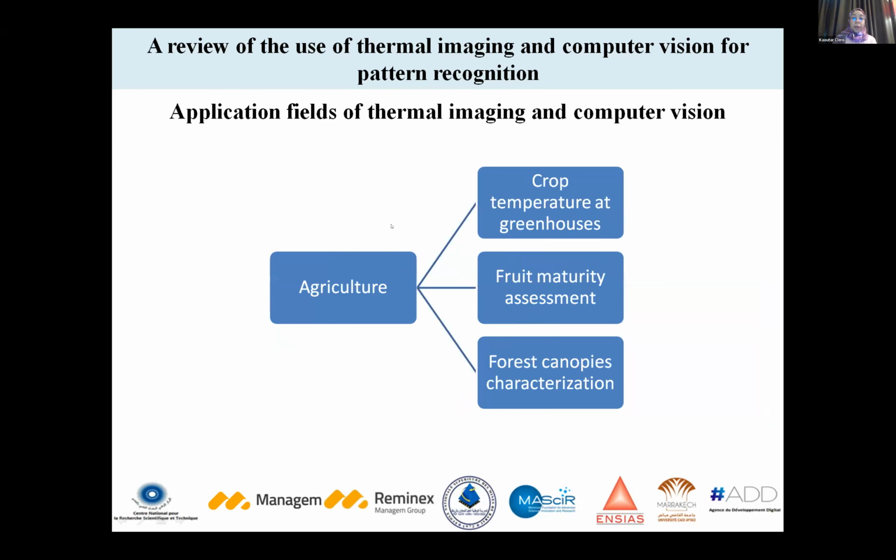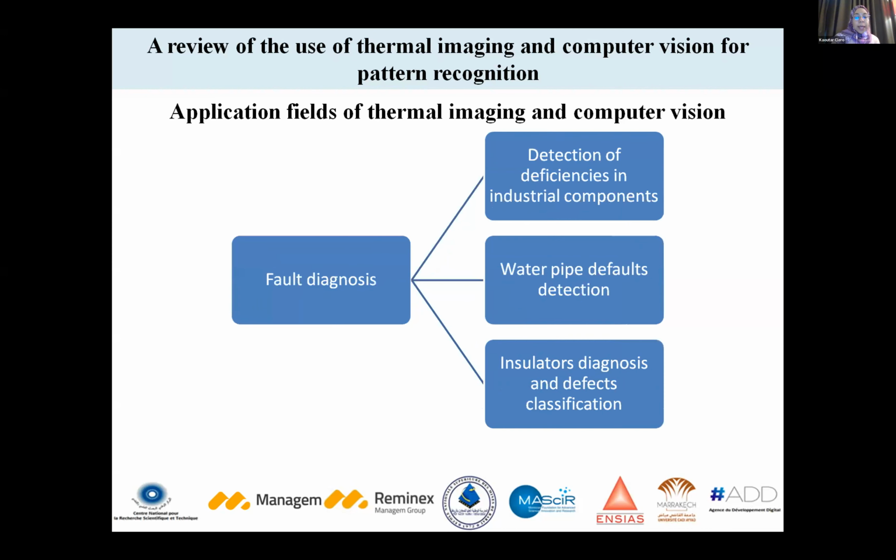The other field that is concerned by this topic is the agricultural one. Through thermal imaging and computer vision, we can, for example, estimate the crop temperature at greenhouses. We can present some approaches to assess fruits maturity and to characterize also forest canopies through thermal images. And in the industrial field, we can detect faults and anomalies.